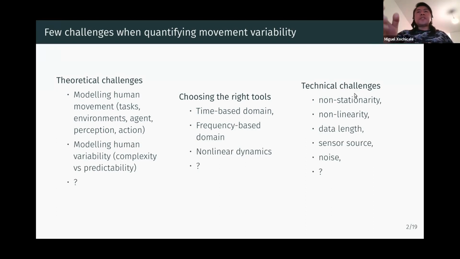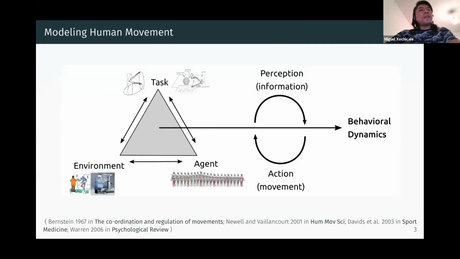And then on the side of technical challenges, there are issues related to the type of data you have. You may have non-stationary data, which has some nonlinearities. Then you may also have data length restrictions and the types of sources you use, and of course different environmental noises that may also affect your measurements. So, jumping into the different challenges for modeling movement variability.